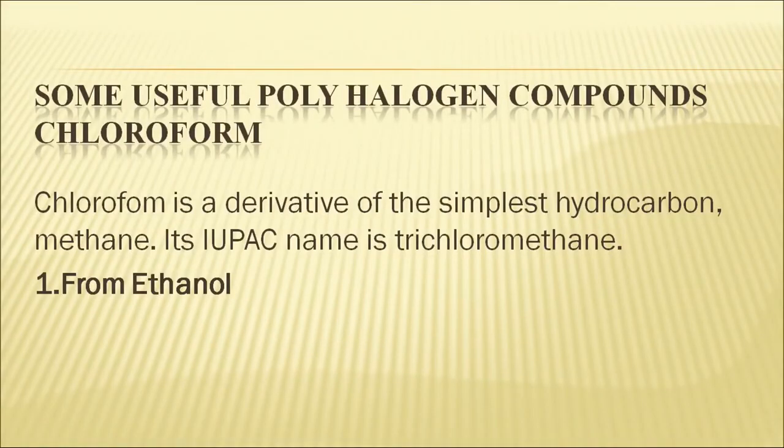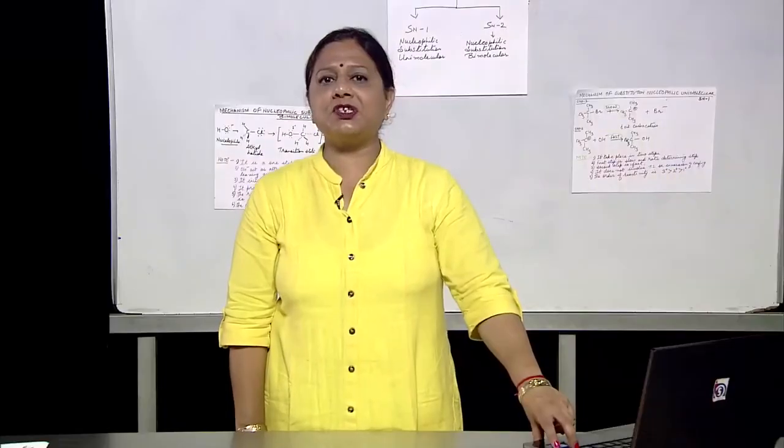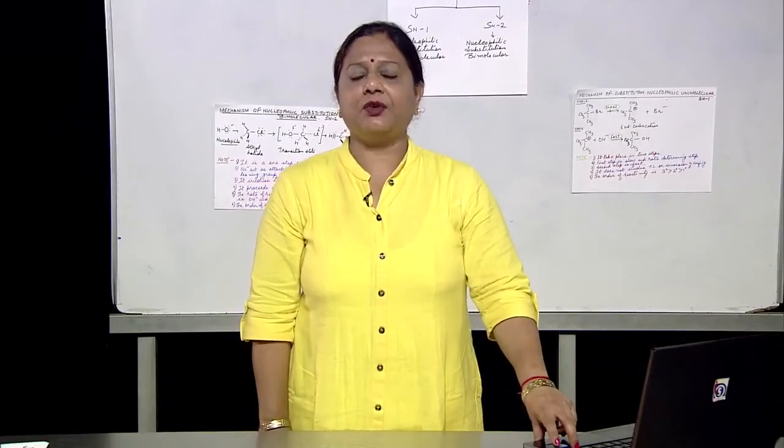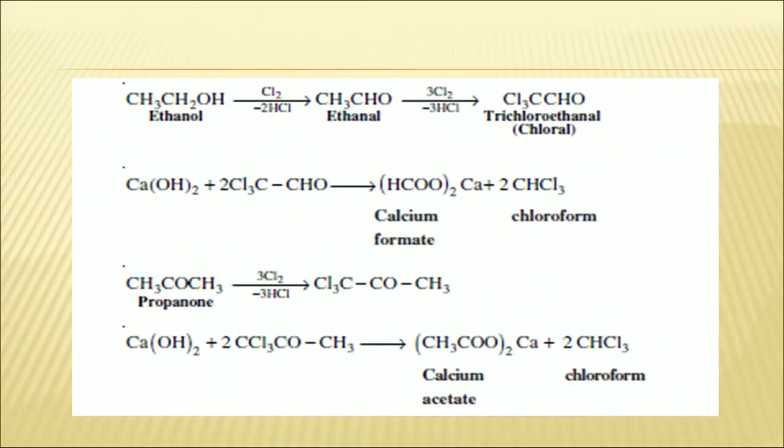Some useful polyhalogen compounds, like chloroform. Chloroform is a derivative of the simplest hydrocarbon, methane, and its IUPAC name is trichloromethane. You can obtain it from ethanol. So, here is the chart showing how you can obtain it from ethanol. Ethanol will react with chlorine to form ethanal, and then from ethanal you form trichloroethanal, which further gives you chloroform. The product so formed, trichloroethanal, when you react with calcium hydroxide, gives you chloroform.